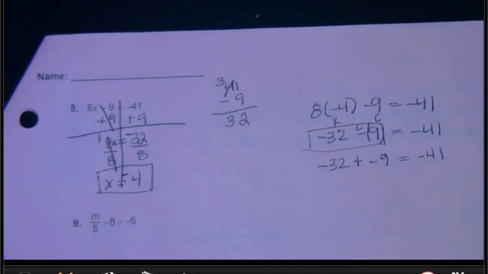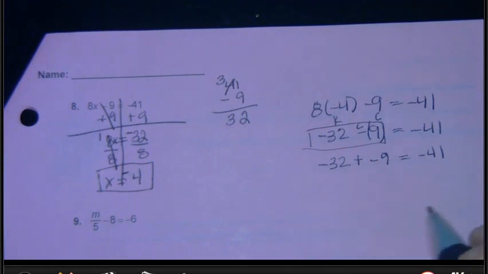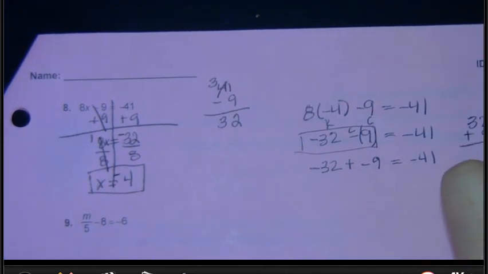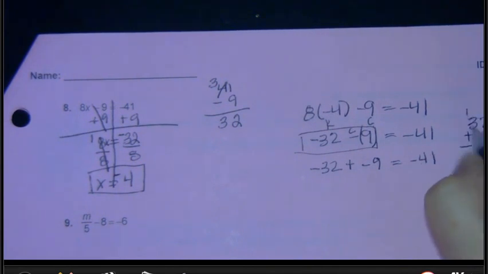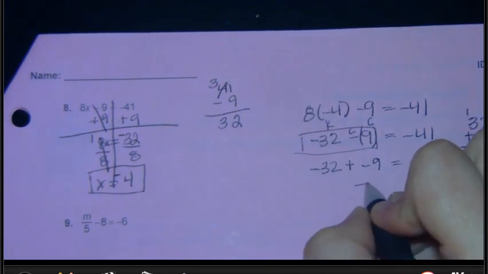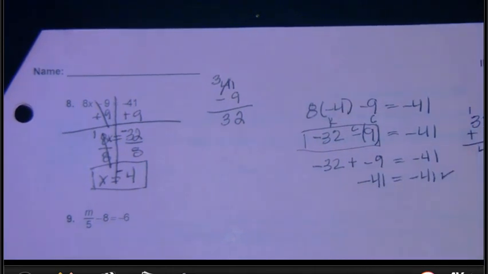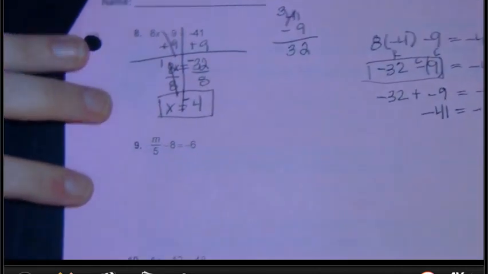And now I can see what I need to do. Well, I have two numbers that are the same sign, so I'm going to add these two together. So 32 plus 9, 9 plus 2 is 11, 3 plus 1 is 4, and it is negative, so negative 41 equals negative 41. All right, number 9.